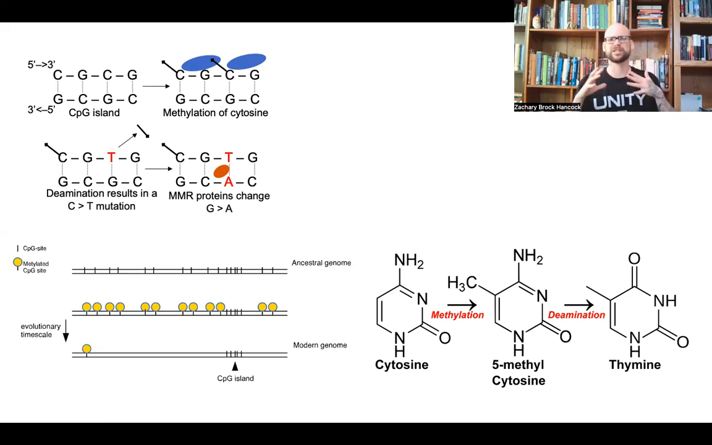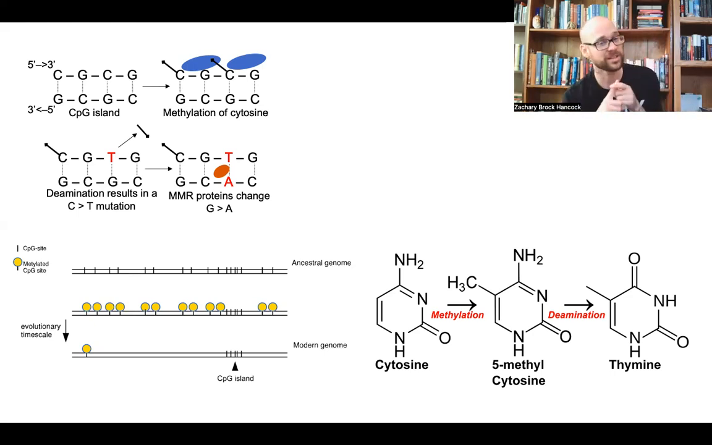And what this does is it effectively silences this region. So what you find in a lot of vertebrates is around 70% of the promoters for protein coding genes in vertebrates have CpG sites around them. What that means is that they can be methylated, and that allows for controlling the expression of that gene by methylating these CpG sites. Okay, so that's the first thing to understand about these CpG sites: that they can be methylated.